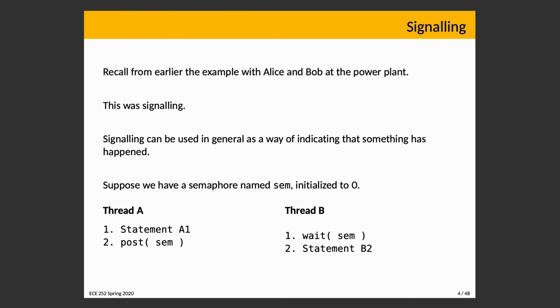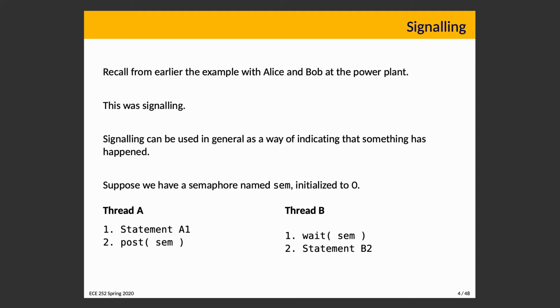B gets to the semaphore, waits, decrements it to 0. 0 is non-negative, so thread B is able to proceed, and then executes statement B2. If it happens in the other order, thread B gets to wait on the semaphore, it decrements the value, it becomes -1, and then is blocked. Thread A will continue, it does statement A1, posts on the semaphore, this unblocks thread B. Thread B can then proceed to statement B2.